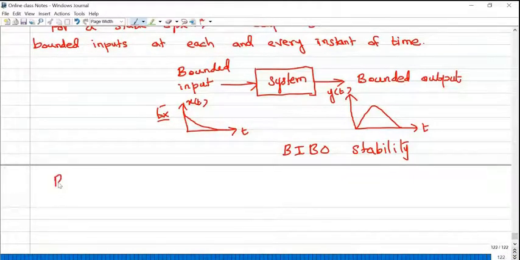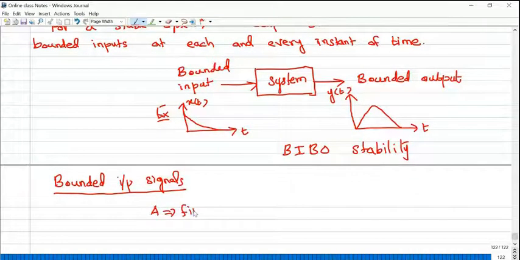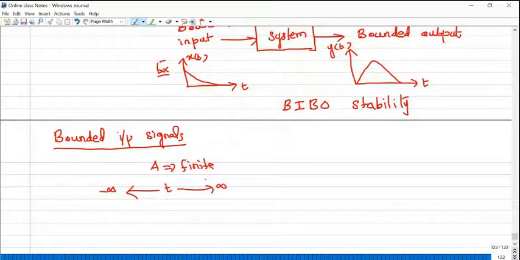Example, bounded input signal. Bounded input signal meaning the magnitude of the signal is always a finite value. The amplitude of the signal is finite for all the values of t, from minus infinite to plus infinite. At any instant of time, the amplitude of the signal is finite. Okay? So then that signal is said to be a bounded signal.